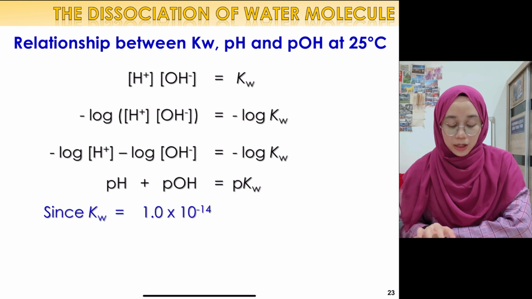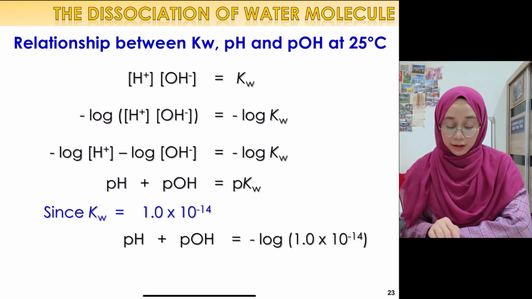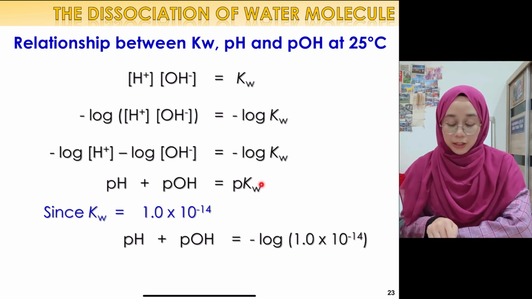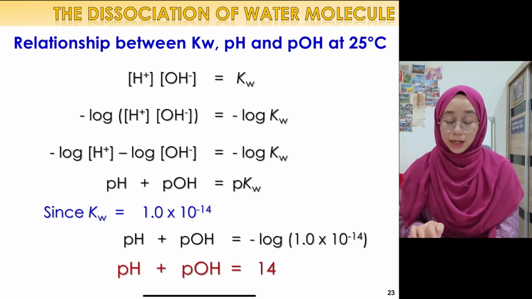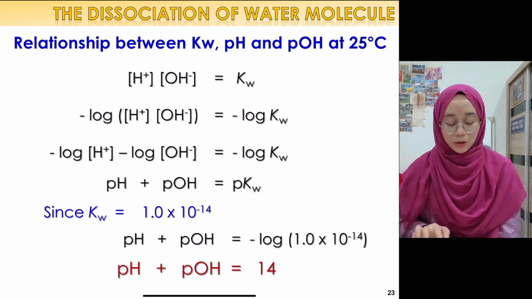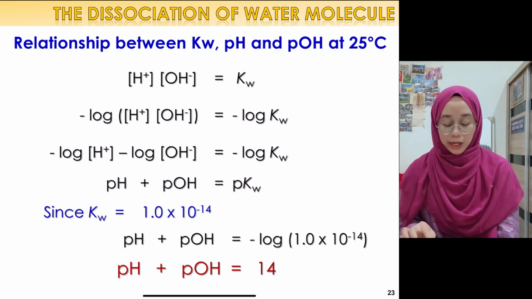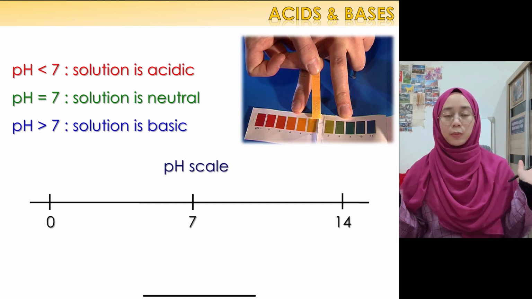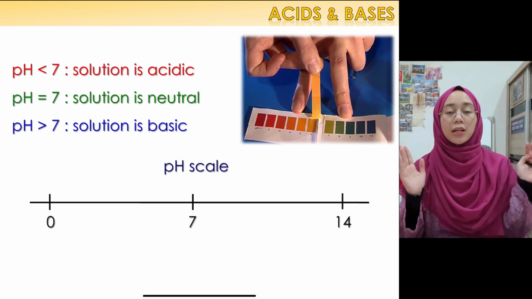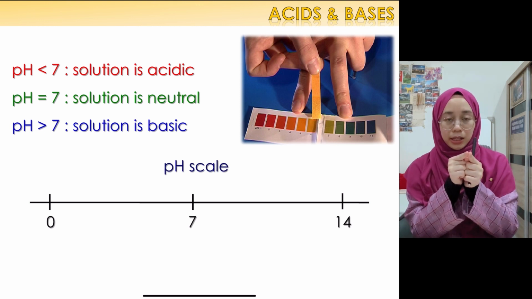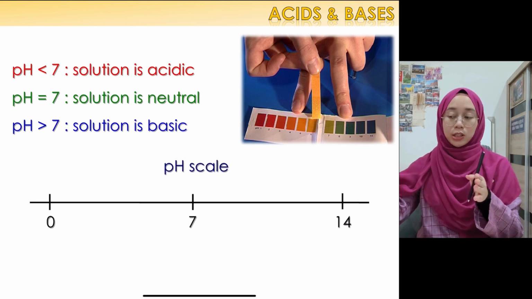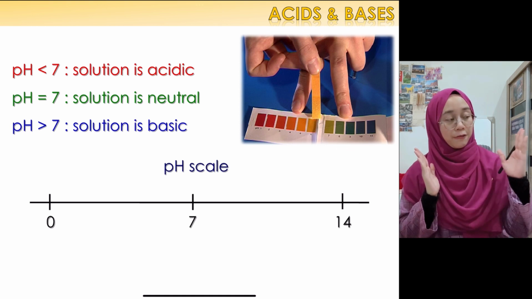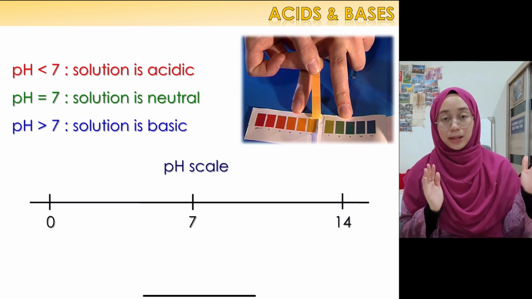Okay. So since Kw adalah 1 exponent negative 14, kalau kita masukkan value Kw ni kat sini, kita akan dapat negative log 1 exponent negative 14. So basically pH tambah pOH akan dapat 14. Okay. So inilah relationship antara pH dengan pOH sebenarnya. Okay, jadi I think yang ni kamu dah tahu dah, kita punya pH scale adalah from 0 to 14. So whereby 7 adalah tengah-tengah, neutral, 0 adalah yang paling acidic, 14 pula bermaksud dia adalah very basic.